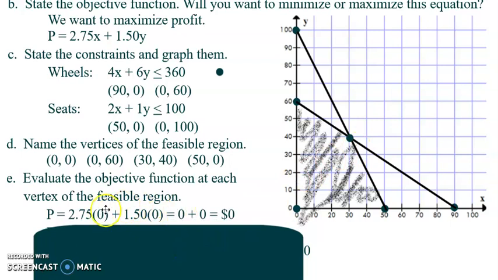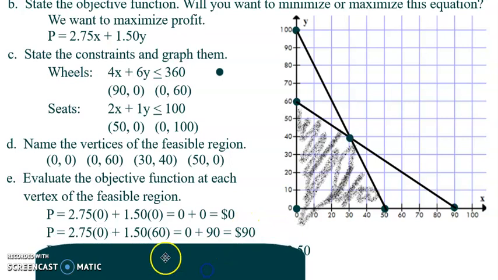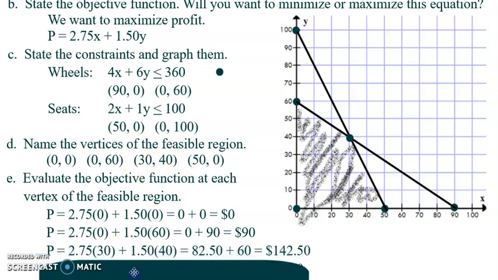So once again, the point 0, 0, we substitute in for x and y here, but that just gives us a profit of 0. So we know that doesn't work. So then 0 cars and 60 trucks, that gives us a profit of $90. So clearly much better. Now looking at that combination, 30 cars and 40 trucks, that gives us quite a bit more money than if we only sold trucks.